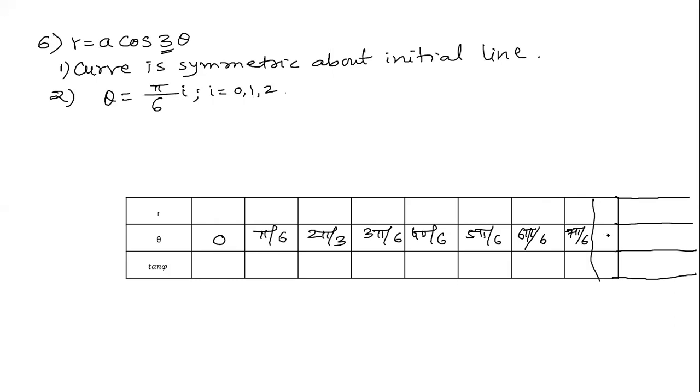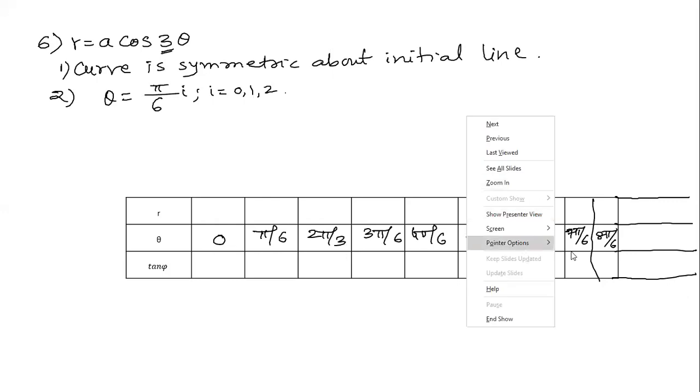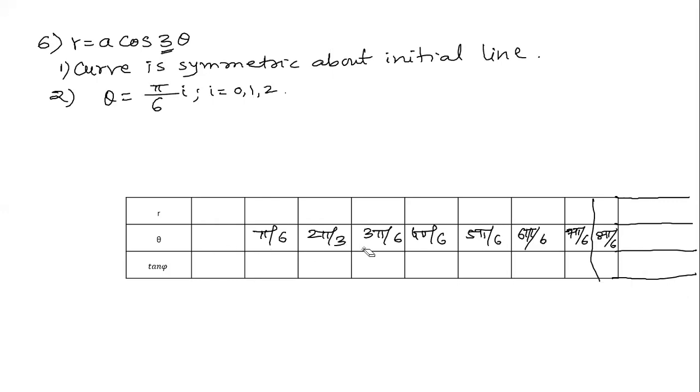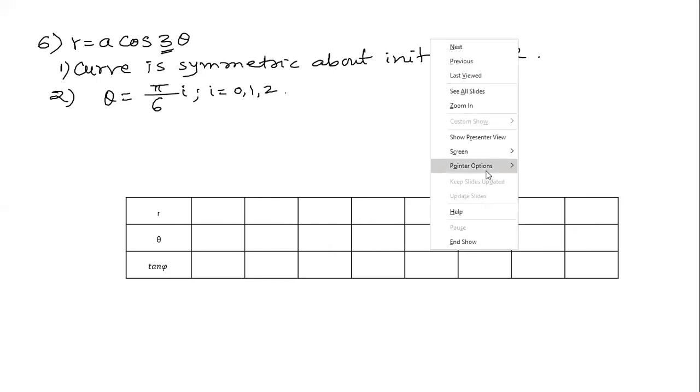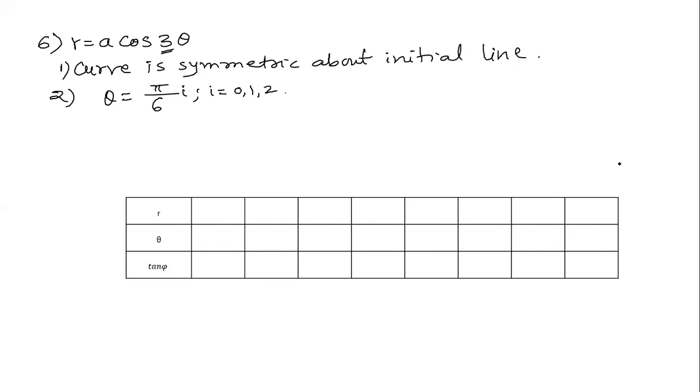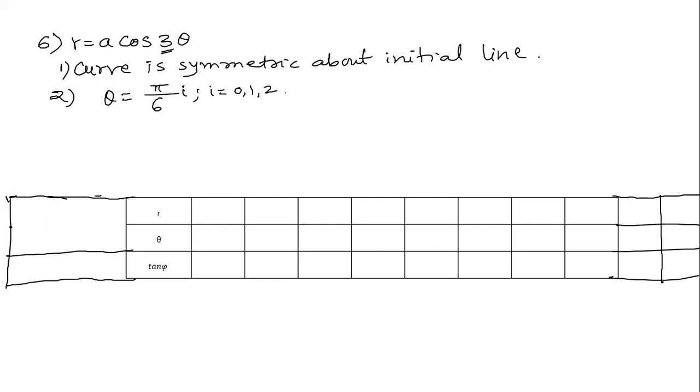Then 7 pi by 6, 8 pi by 6. It is difficult, so I'm just revising. I must have a few more. Already I have 8 here, so I am compensating with 2 here and 2 at the other end. So that will be better.